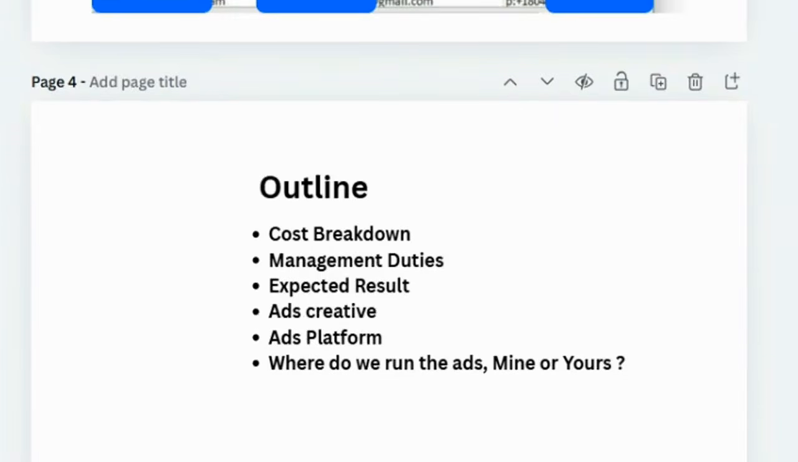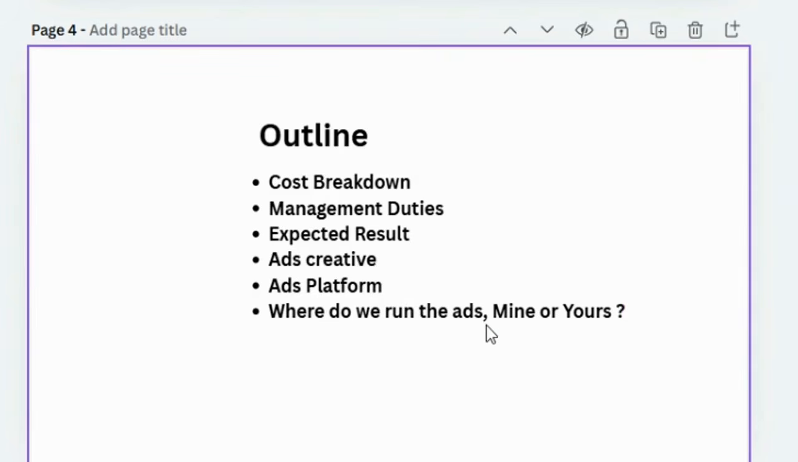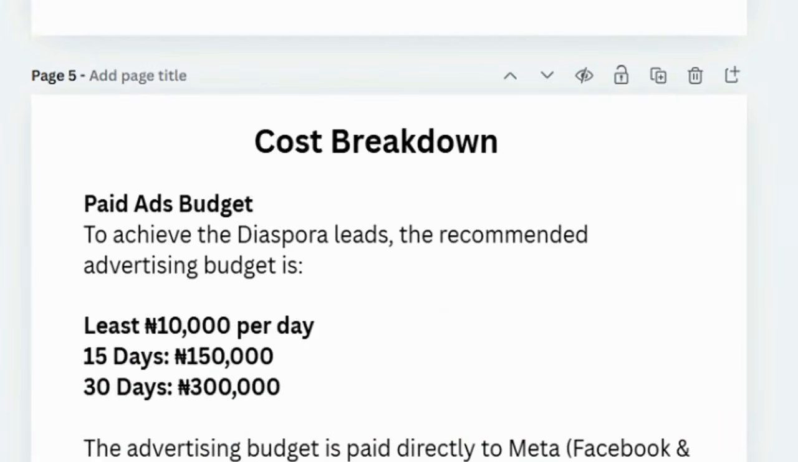Okay, so let's continue. This is what you'll be getting in this video: the cost breakdown, the management duties, what I'll be doing for you, the expected results, the ad creative we'll be using, and the platform. I want you to read this one, it is very, very important. Where do we run the ads? In my own account or in your account? We're going to be answering that question in this video.